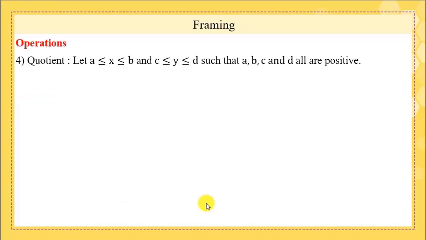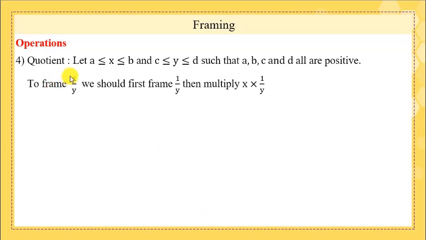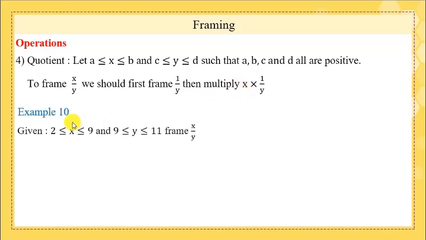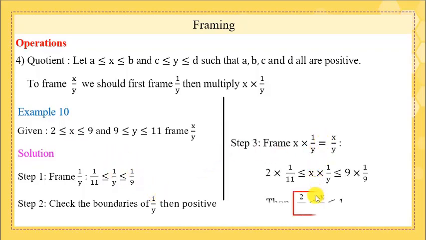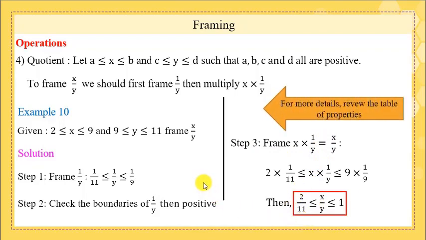Last operation, quotient. Also, we want to frame x over y. We should frame first 1 over y and then multiply it by x. So we have x and y, frame x over y. First of all, we find 1 over y, then check that for 1 over y the boundaries are positive. We check here since we want to multiply 1 over y by x, so the boundaries should be positive. Then we multiply it by x to find the framing of x over y here. More details in textbook.